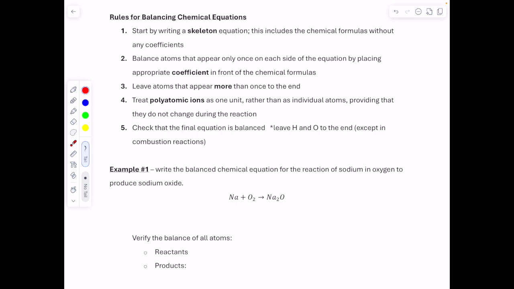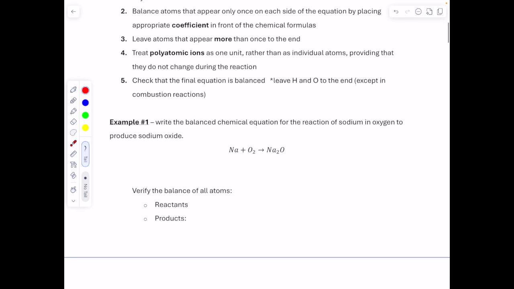Leave hydrogen and oxygen to the end, except in the case of combustion reactions. Let's start by trying to balance the equation for the reaction between sodium and oxygen, producing sodium oxide. We're going to look at sodium first. This is an element that appears only once. Now, oxygen appears only once as well, but we're going to leave it till the end.